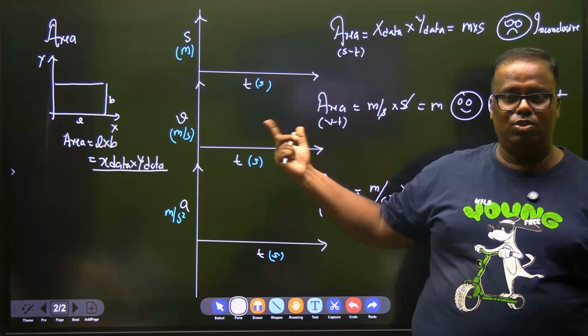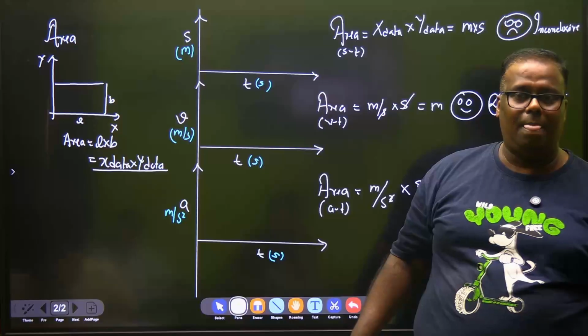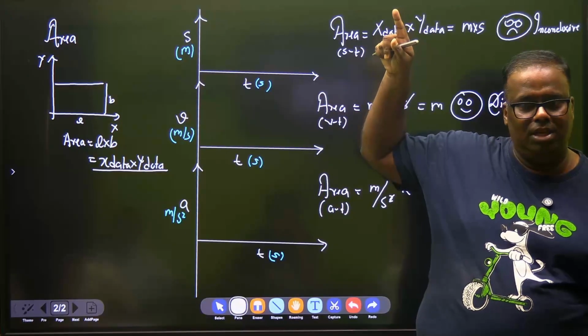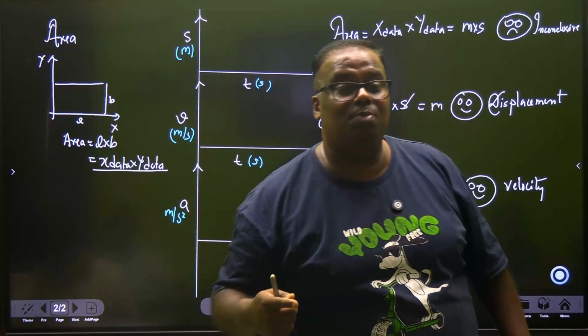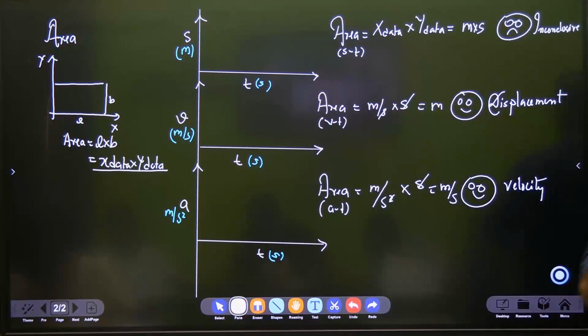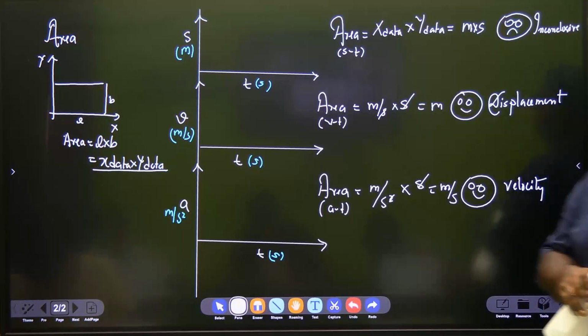A VT graph, on slope, gives me what? Acceleration. And since it is a VT graph, I can measure V from the graph itself. And the area gives me displacement. Now you note down whatever you want to note. And if you have queries, you can ask. Okay?